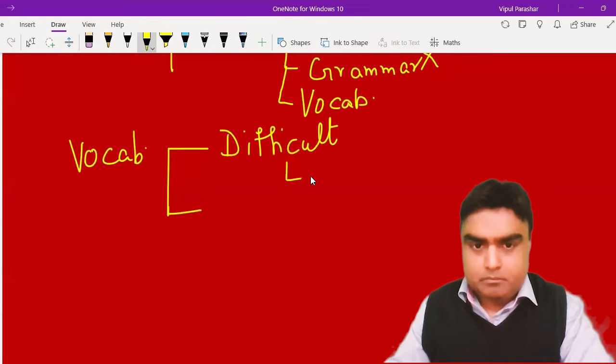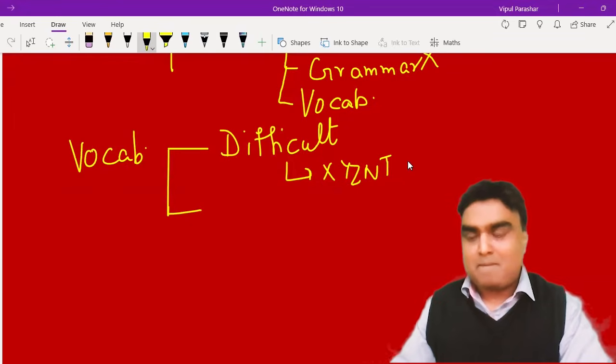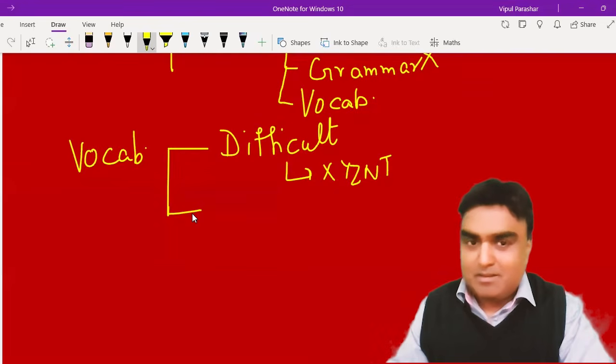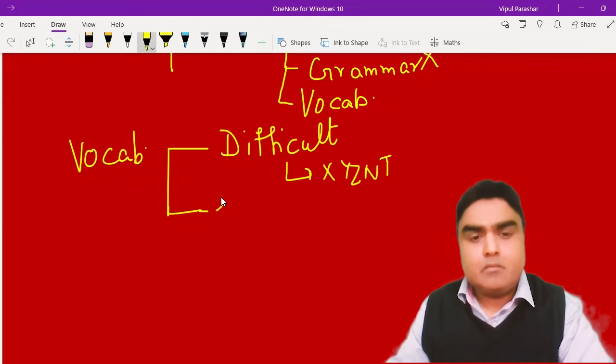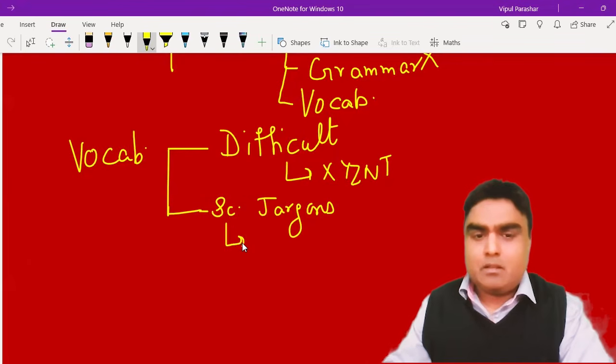Let's say there is a word X, Y, Z, and T. What does it mean? It means nothing, okay? Now, it can be used in any paragraph and any argument. Now, the third thing is where we say scientific word. Yeah, what we call jargon, science jargon. Let's say the theory of relativity, I'm talking about.